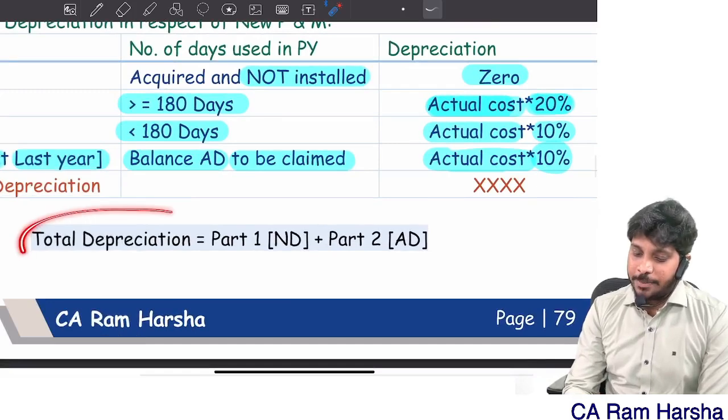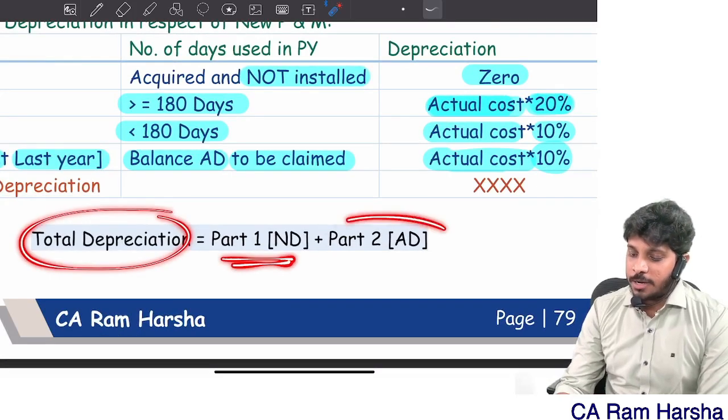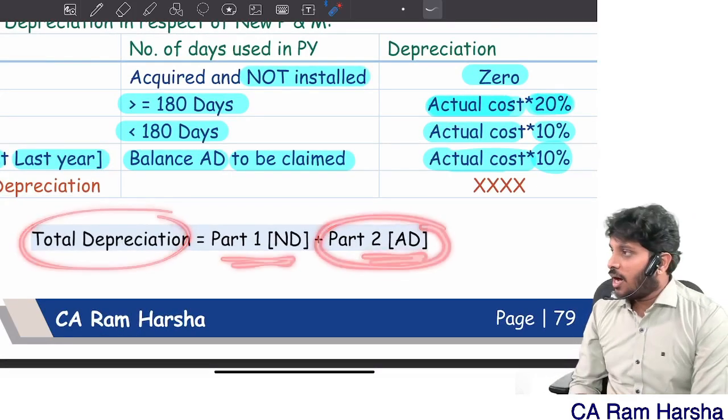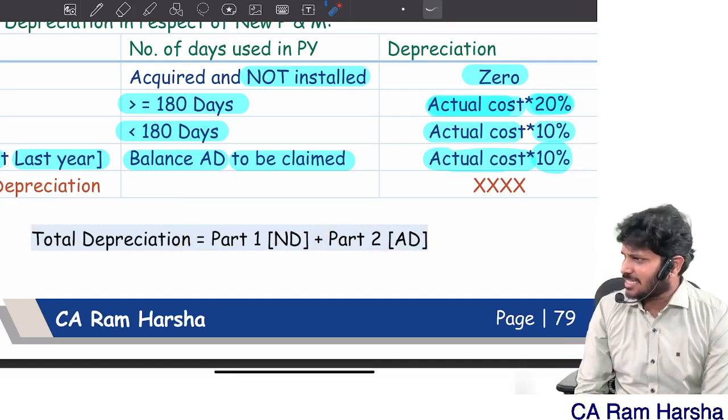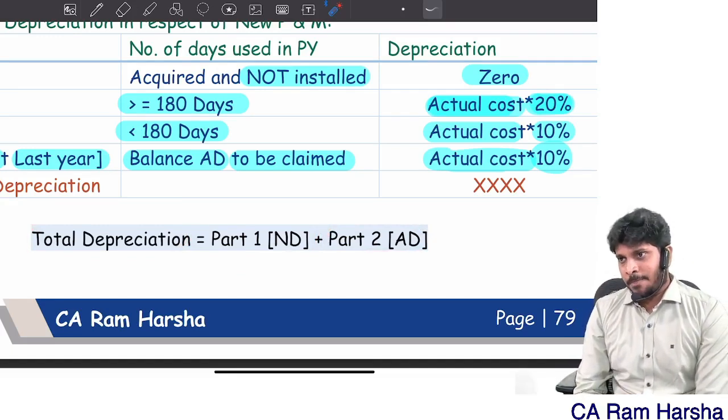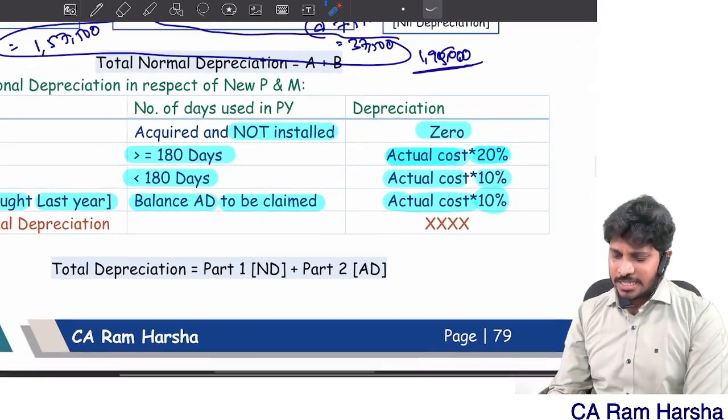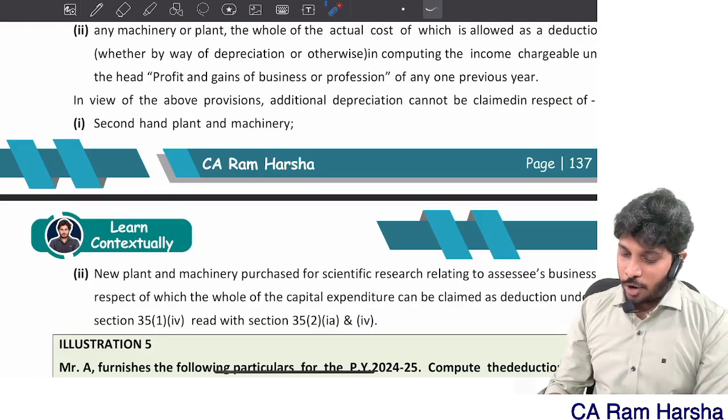So total depreciation is how much? Part 1 normal depreciation plus part 2 additional depreciation. That's it. Are you confident, all of you? That's it. Now let's solve one problem on this.